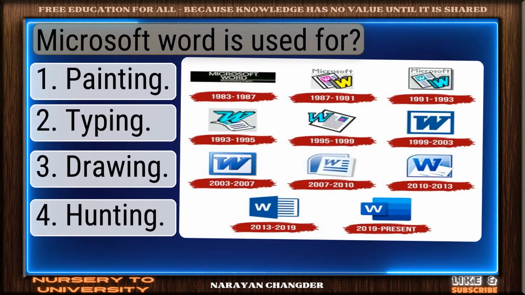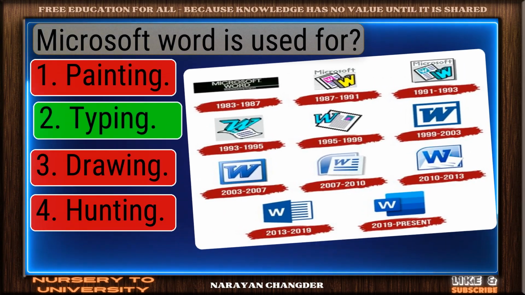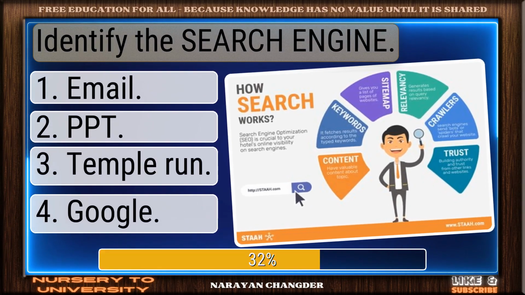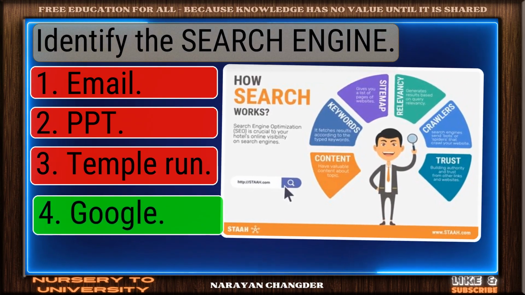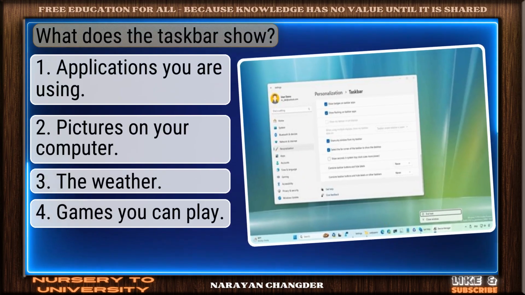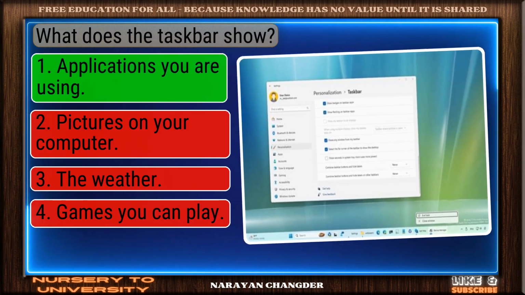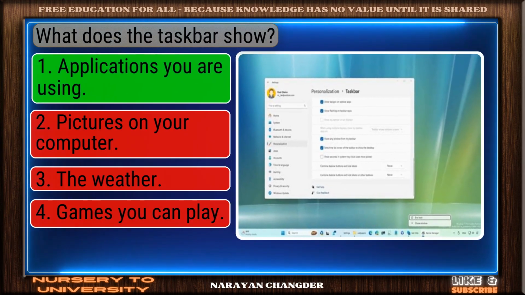Microsoft Word is used for. Good job. Typing works well. Identify the search engine. Great thinking. Google is right. What does the taskbar show? Great job. Applications you are using is accurate.